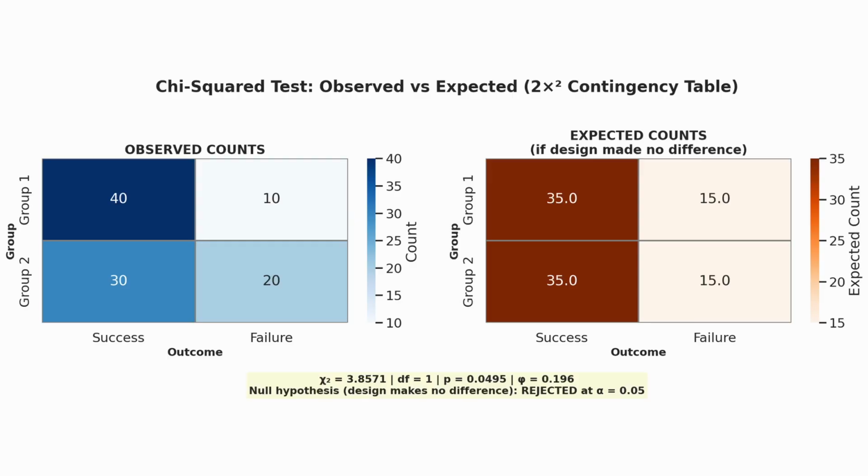And the question is whether that pattern is different from what you expected if the design made no difference at all. And that's what the chi-square test measures. If the gap between your observed count and your expected count is large enough that it is unlikely to be noise, something real is happening.